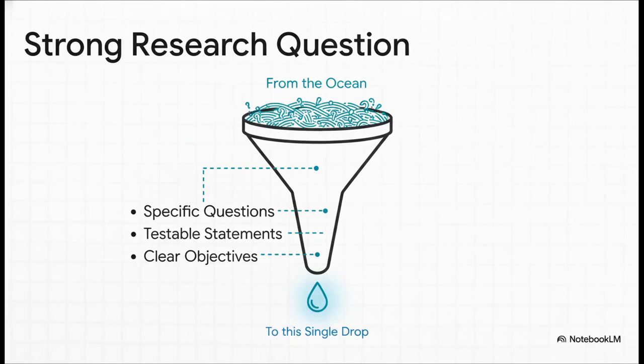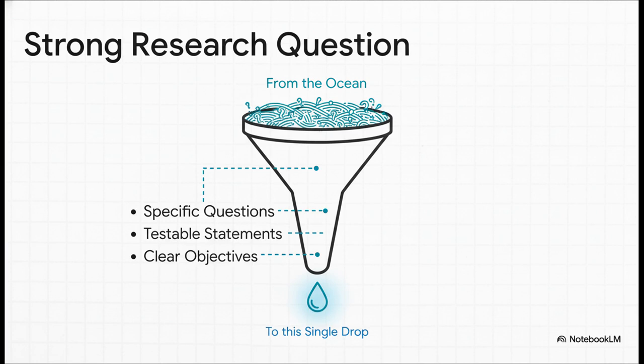You know, these three things work together in a really powerful way. A specific question takes you from trying to study the ocean to focusing on this single drop of water. Let's stick with our solar panel example. Instead of a vague question like, why don't people use solar panels? You get specific. How do different levels of community trust affect the adoption rate of solar co-ops in rural towns?